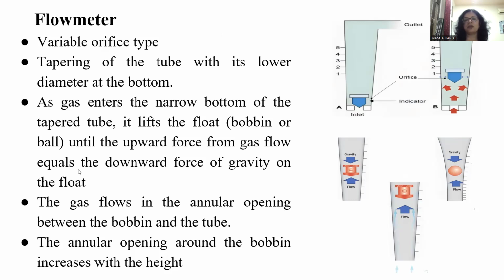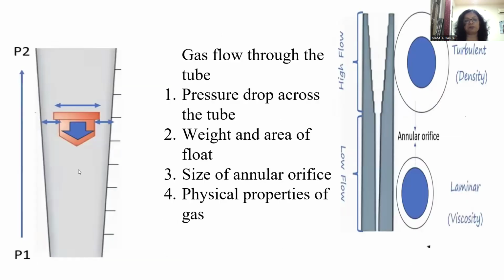As gas enters, it lifts the float, that is the bobbin or ball, with an upward force from gas below, and there is a downward force of gravity on the float. So it will float until the upward force from the gas flow equalizes the downward force of gravity on the float. It will be constant there. And the gas flows in this annular opening between the bobbin and the tube. This annular opening around the bobbin increases with the height. So this is the basic principle of the flow meter.